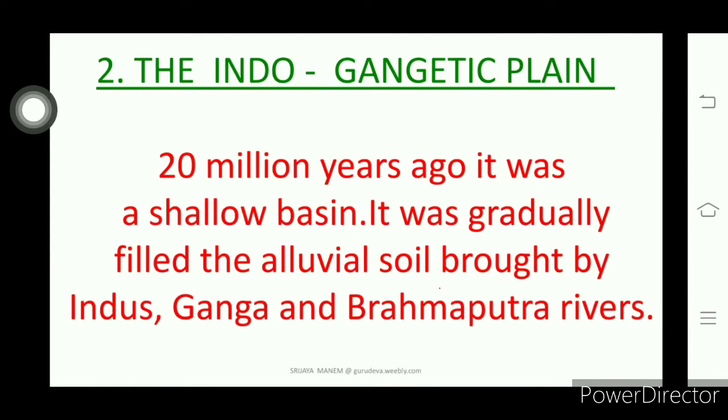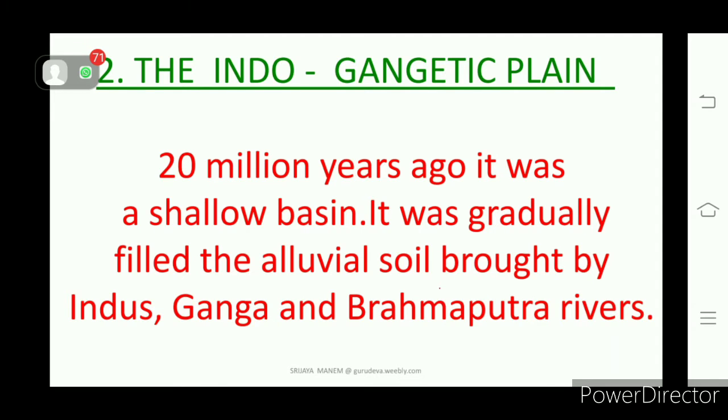Today we are going to study the Indo-Gangetic plains, which is also called the Northern Plains. The Indo-Gangetic plains are situated to the south of the Shivaliks.